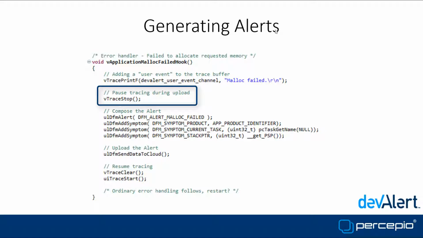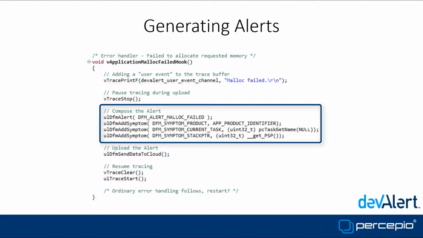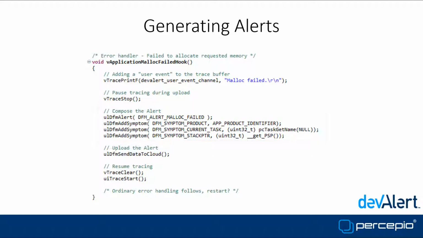Then we stop the trace recorder momentarily, since we don't want any changes in the trace buffer while reading it. Next, we compose the actual alert, the data package, by setting the alert type and provide additional diagnostic information as symptoms. You may add your own alert types and symptoms as needed. Finally, we upload the alert and resume the tracing in case another problem would occur.